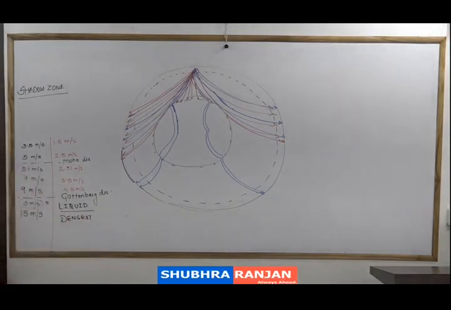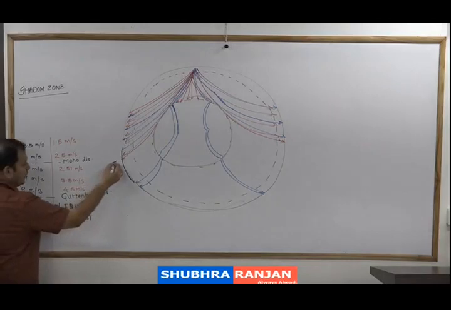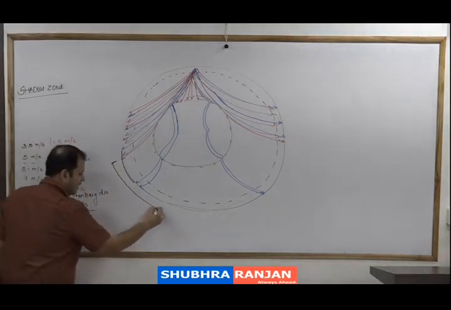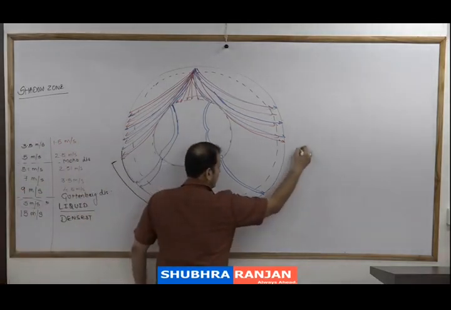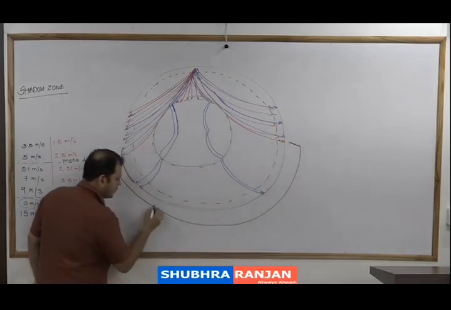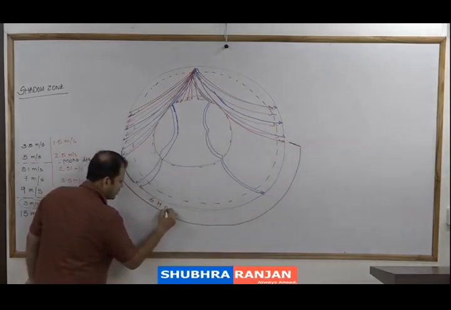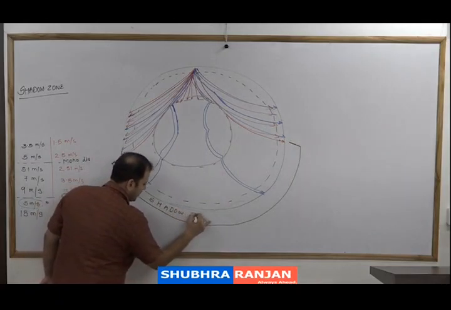So S waves, when they are generated, they are not recorded in this entire region, which is known as the shadow zone of S waves.